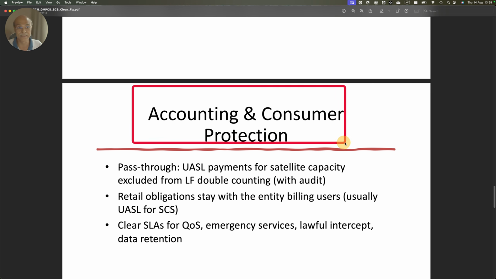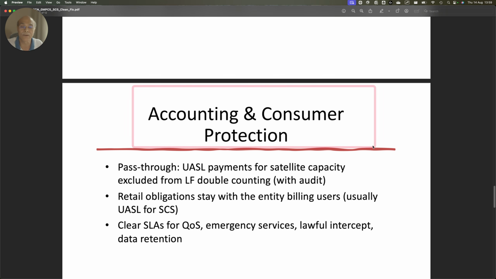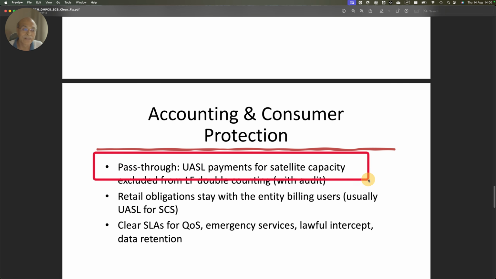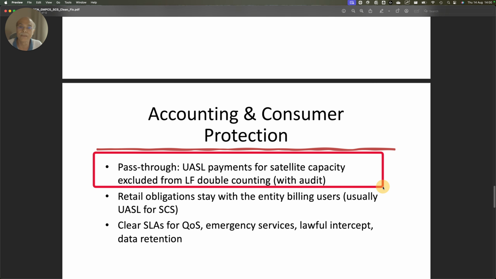Accounting, now this is important, accounting and consumer protection. Now what will happen if you are going to tie up with an IMT provider for accessing the IMT spectrum to provide supplementary coverage from space? Then the revenues are going to be licensed separately, or license fees charged separately, for the satellite players also and the IMT players also, because IMT players are going to collect some percentage from the satellite players. So there has to be some pass through. Otherwise, the service cost is going to become very, very high.